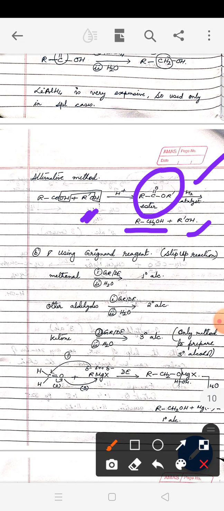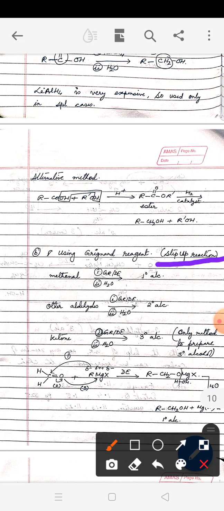The next method is by using Grignard reagent. Whenever you use Grignard reagent, you know it will always help you to increase the number of carbons in the chain, and that's why it is always a step up reaction. Now here this is very important for you to remember. If your carbonyl compound is methanal, that is an aldehyde containing one carbon, then you exclusively get primary alcohol. If you take any other aldehyde, then the product is a secondary alcohol. And if you take a ketone, you get a tertiary alcohol.